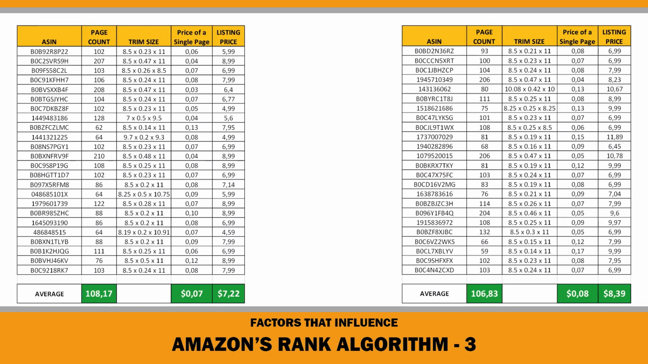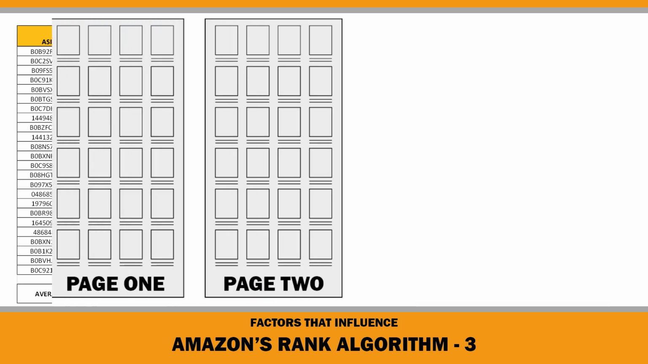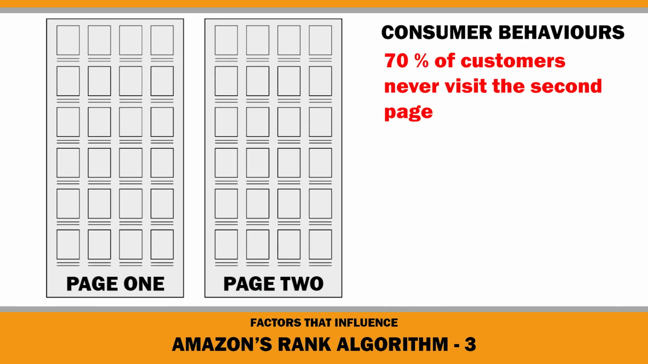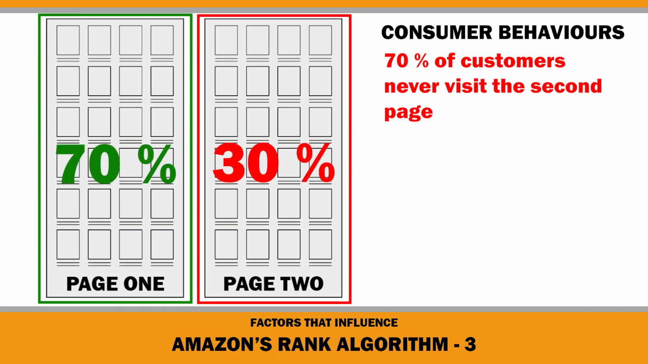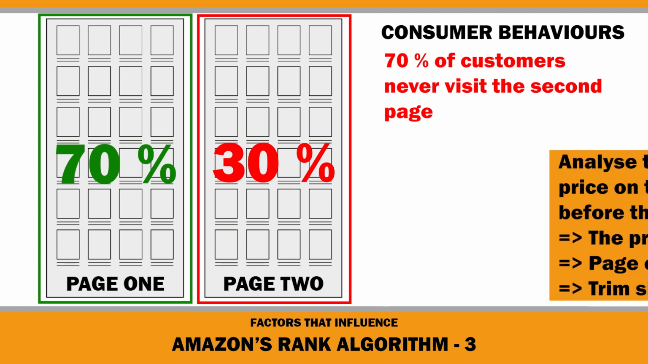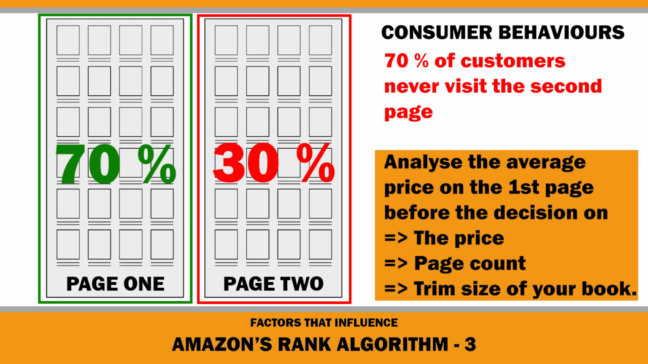Besides this, checking the average prices on the first page of the search results is always a good practice for defining the break-even point of competitive pricing. By the way, be aware that 70% of the customers never visit the second page of the search results. I mean, if your product is not on the first page for your targeted search term, you are missing out on sales potential. That's why you should do your own analysis like this during the niche research before the decision on the price, page count, and trim size of your book. In my opinion, it can help you gain a competitive advantage for ranking your book on the first page of Amazon for your targeted keyword.